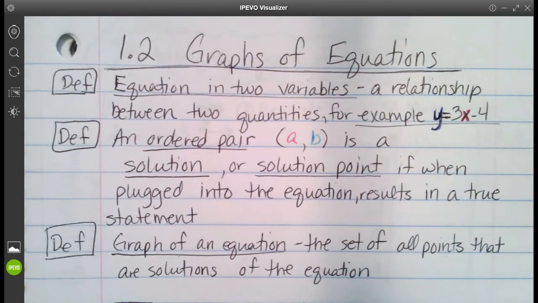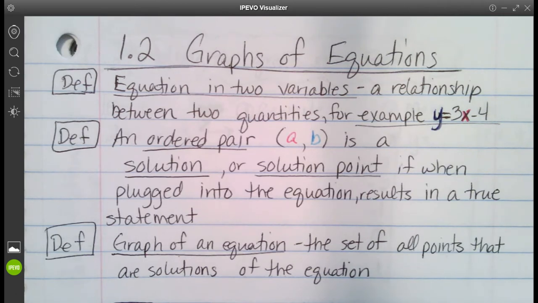Okay, so we have three definitions here. Definition one, we have the equation in two variables, which is a relationship between two quantities, so usually x and y. For example, y equals 3x minus 4.